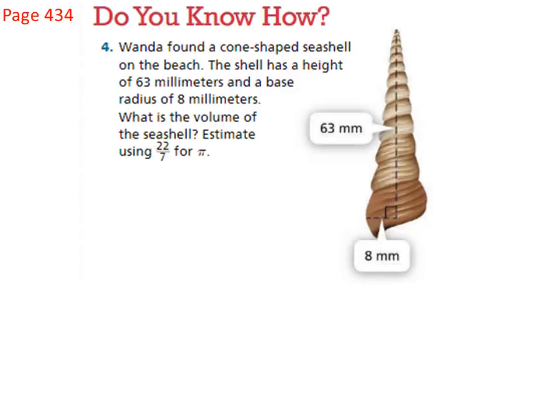Page 434, question 4. Wanda found a cone-shaped seashell on the beach. The shell has a height of 63 millimeters and a base radius of 8 millimeters. What is the volume of the seashell? Estimate using 22 over 7 for pi.